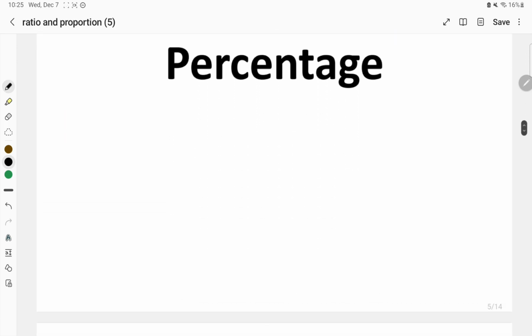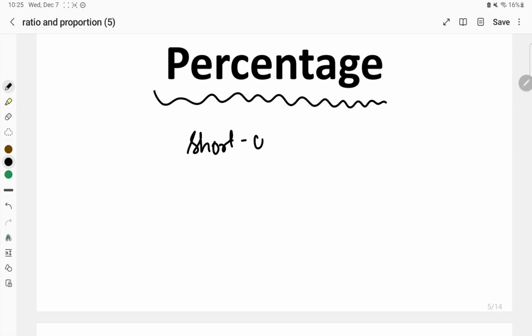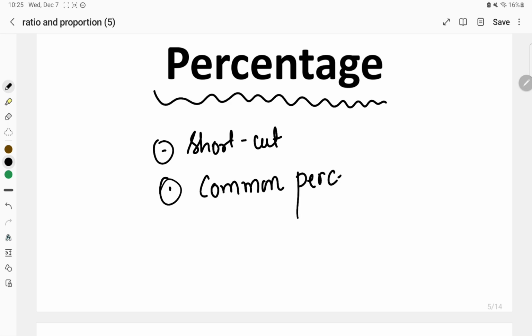Okay, so in today's lecture we'll be talking about the topic called percentage. In the previous lecture also we discussed a few questions and the basic things regarding percentage: how to calculate the percentage, and what the shortcut or simple ways to calculate it are. Next, what we saw was the common percentage, this is how we calculated it. If you have not watched the previous video, go and watch it and then come to this next video for percentage.